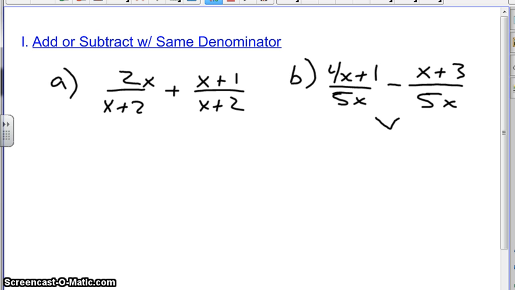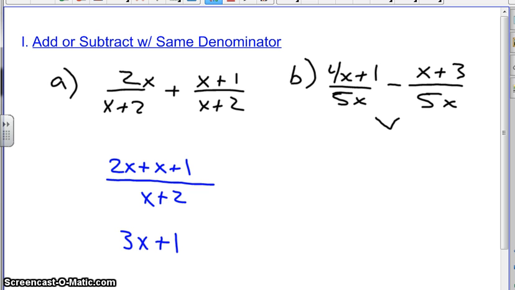Looking at question A here. We have like denominators. So Haley, tell us what we're going to have here. It would be 2x plus x plus 1 over x plus 2. Good, over x plus 2. And so how many x's do we have in that numerator? So it would be 3x. Good, 3x plus 1. We can put that coefficient 1 there. Over x plus 2. And can we simplify? No, we cannot. If we knew what x was, of course we could.